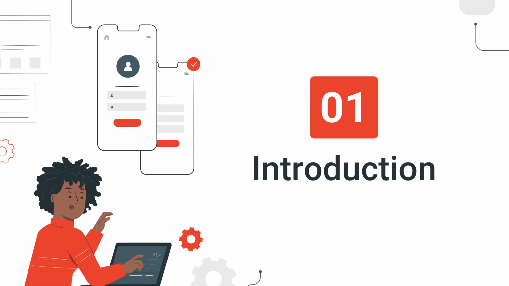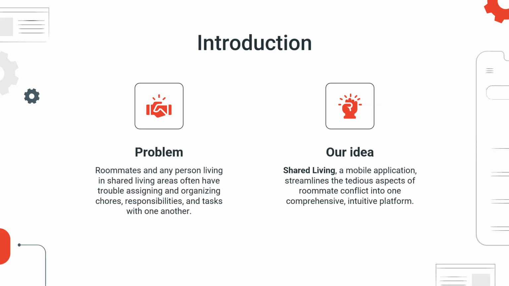So like I said, a quick introduction, some initial steps that we took to actually start this project. The initial problem was informed by our personal background experiences that a lot of us have probably had, and that is roommates. The problem being that roommates and any person living in shared living areas often have trouble assigning and organizing chores, responsibilities, and tasks with one another. Our idea was relatively simple, and that's what we call Shared Living, a mobile application that streamlines the tedious aspects of roommate conflict into one comprehensive, intuitive platform.